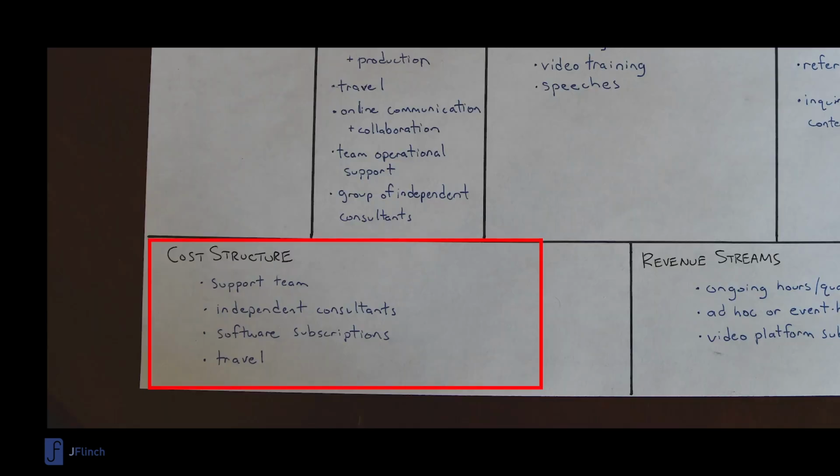Now, how then that shows up in the bottom of our business model canvas is the cost structure and the revenue streams. So the cost structure is fundamentally the support team itself, the independent consultants as they provide value to clients, the many software subscriptions that I subscribe to on a monthly basis, whether it's Zoom or the Google Suite or other things that I use to engage clients and support my own work. And of course, travel, a huge part of my cost structure.